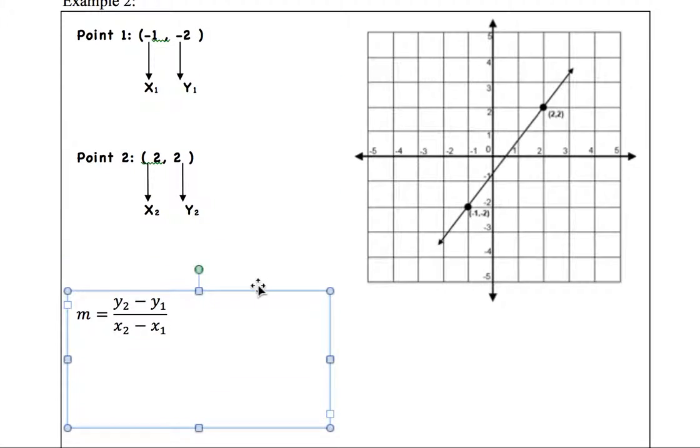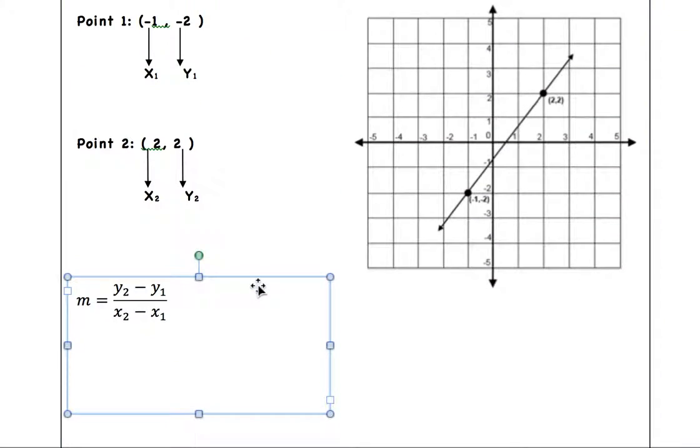So here's my slope formula that you just learned and that you're going to need to memorize: y2 minus y1 over x2 minus x1. So now we're just going to substitute in numbers. y2, I go to point 2 and I go to the y coordinate. So that's a 2.